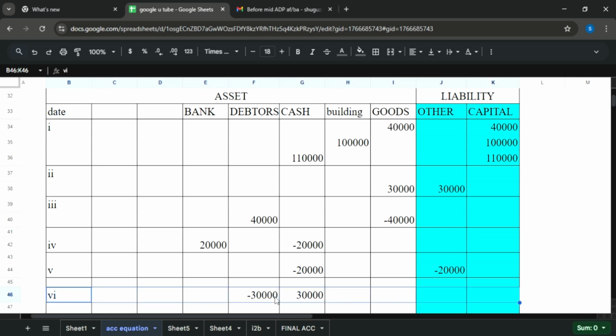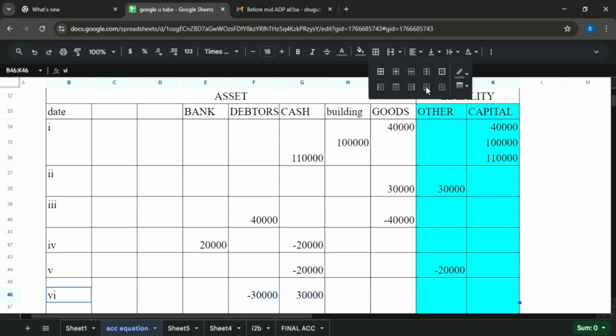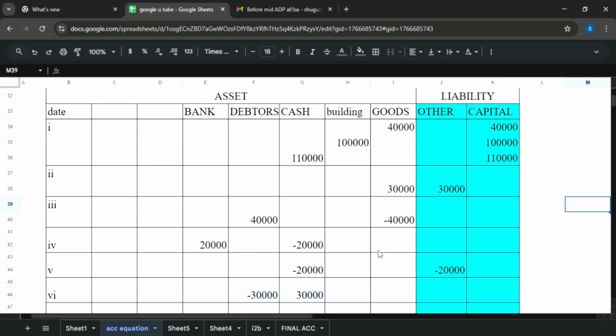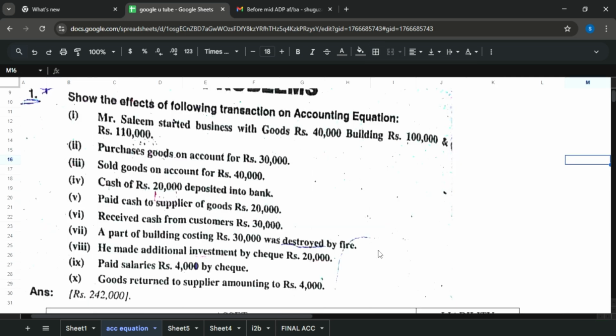It has been completed where there was decrease in debtors and increase in cash. You have received cash. What does that mean? Your cash has been increased. That is why you have put plus sign over here. Entry number 6 is completed.